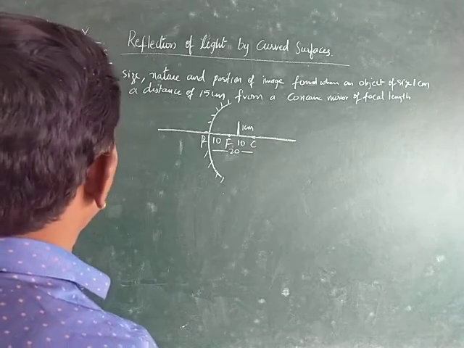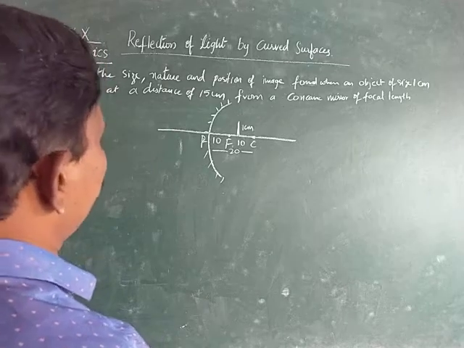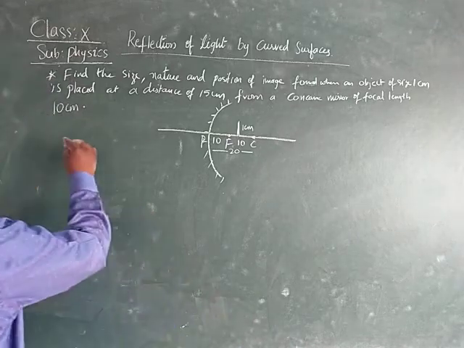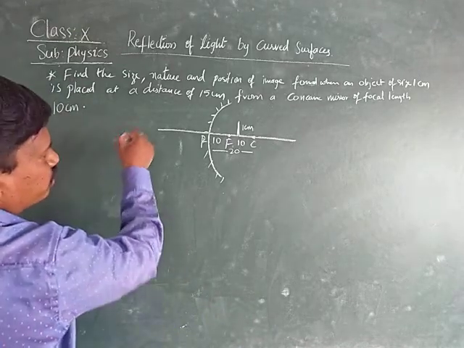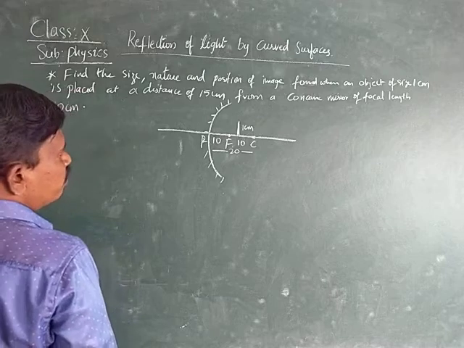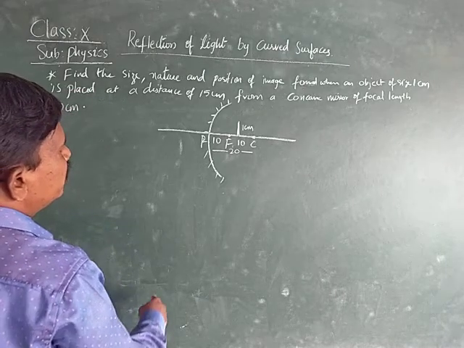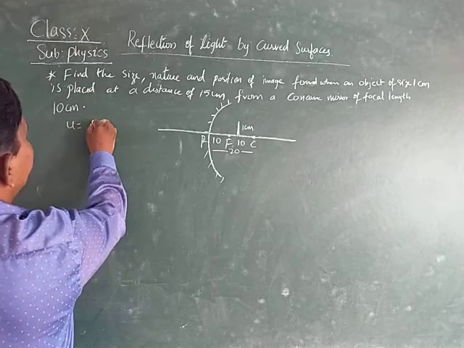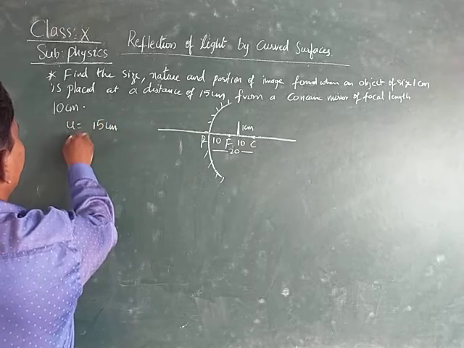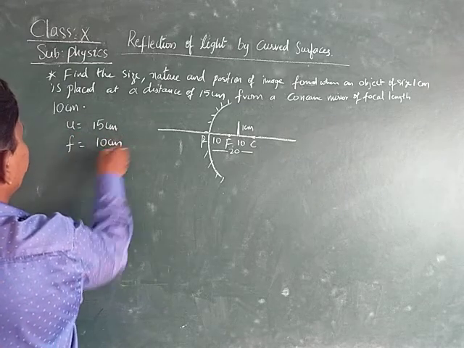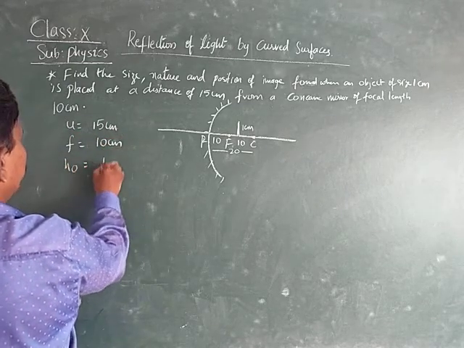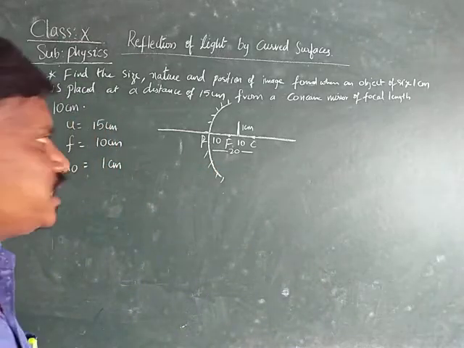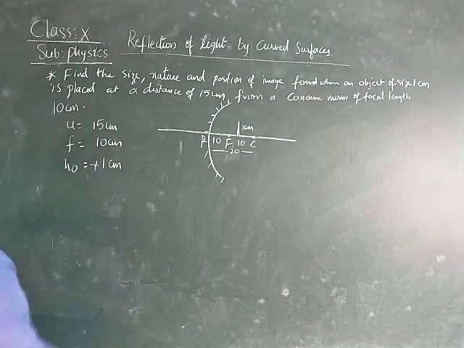Here he is asking to find the size, nature and position of the image. To find the position of the image, first we should find the image distance. U is how much here? U is 15 centimeter. F is 10 centimeter. Height of the object is 1 centimeter. Height of the object is always above the principal axis, therefore we should take it as positive.